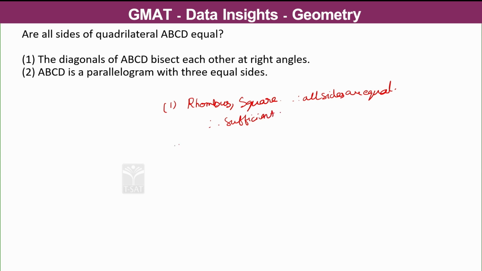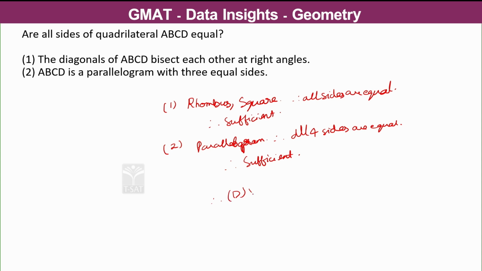Okay. Now, let us look at statement number 2. ABCD is a parallelogram with 3 equal sides. If ABCD is a parallelogram with 3 equal sides, then definitely the pair of opposite sides are equal. Therefore, all 4 sides will be equal. All 4 sides have to be equal if 3 sides are equal. Therefore, yes, you can answer the question, and hence statement 2 is also sufficient to answer the question. Therefore, the answer is option D, where each statement alone is sufficient to answer the question. Let's move to the next question.